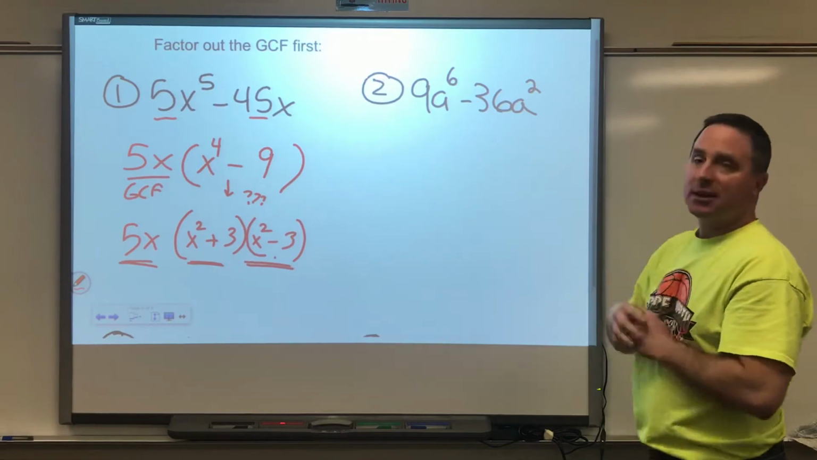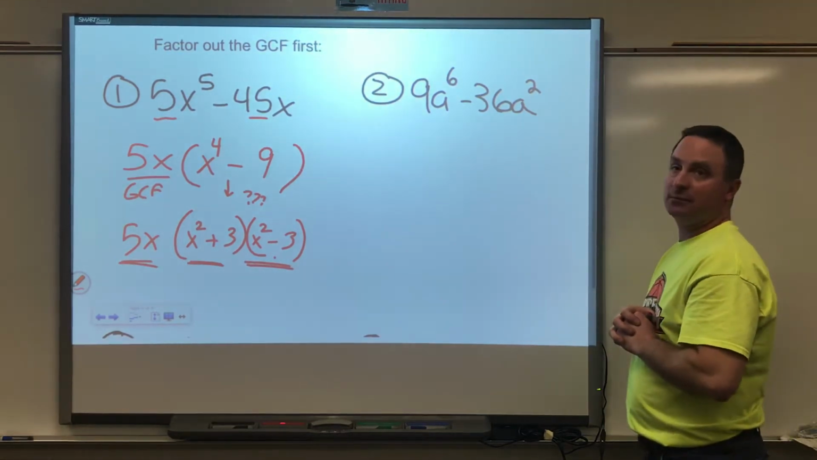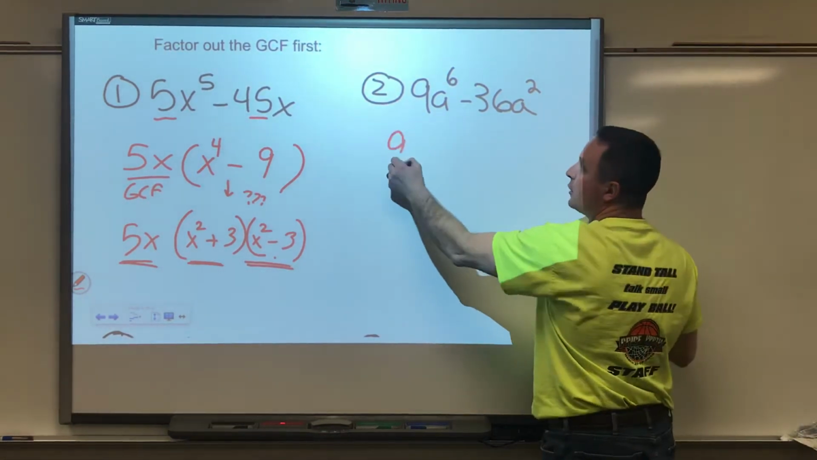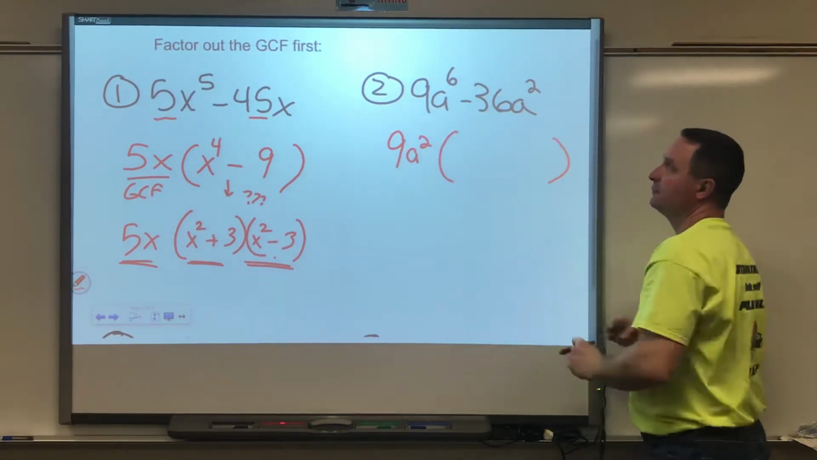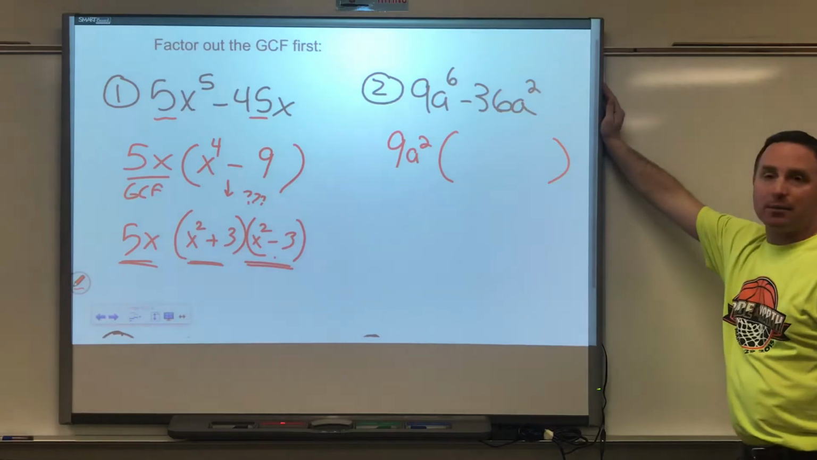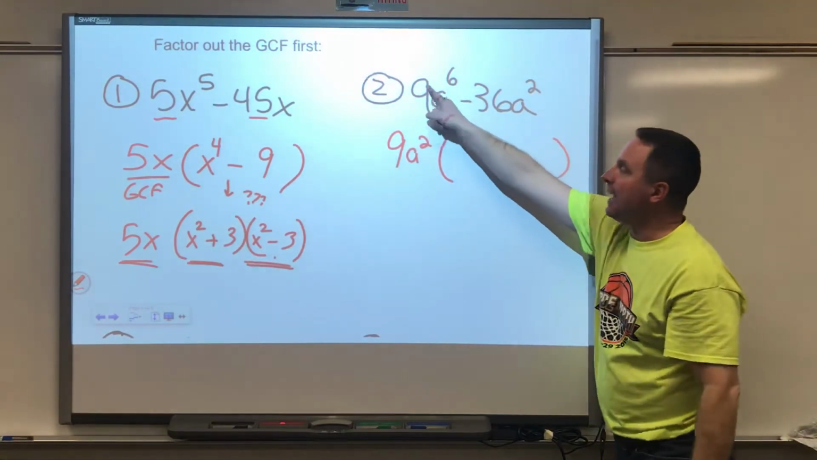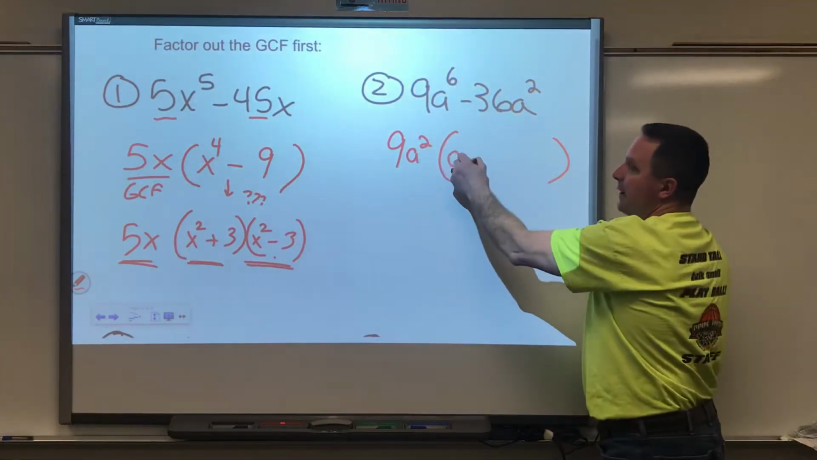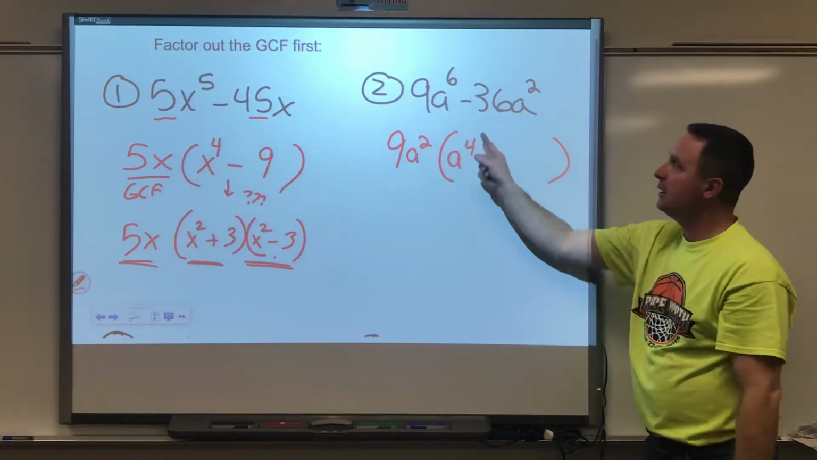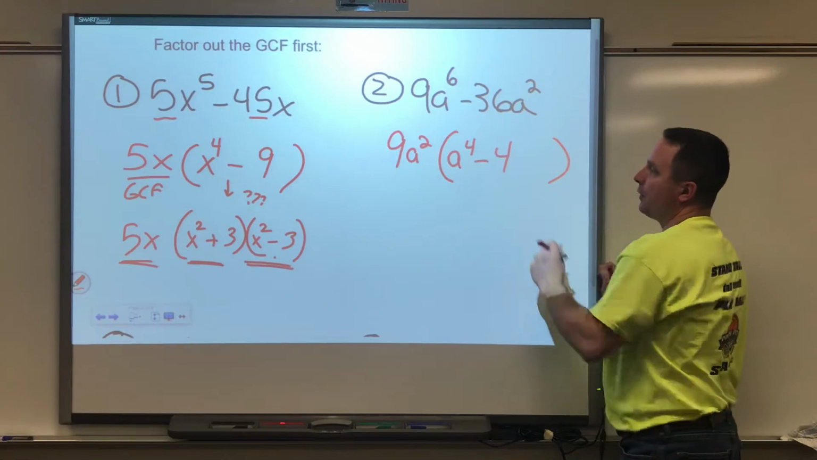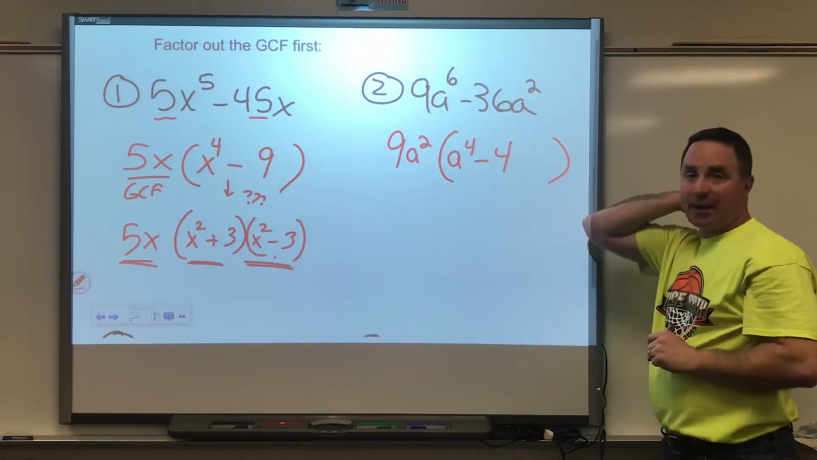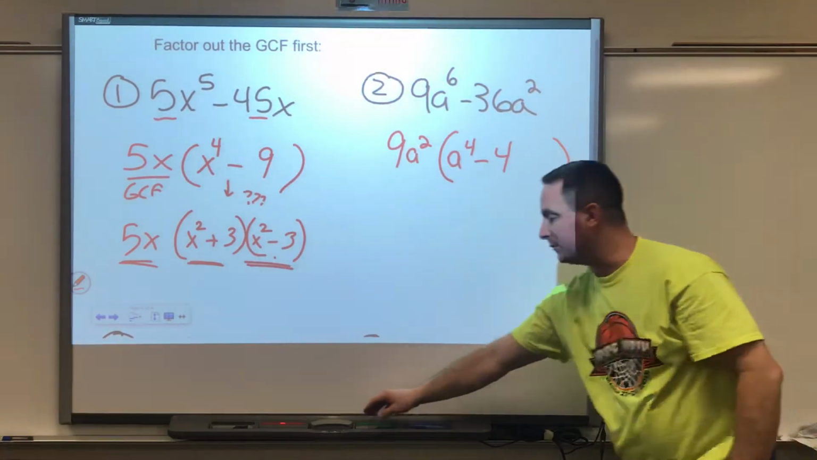Let's look at these guys. Do they have a greatest common factor? I think a 9 goes into both of them. And they also have a couple of a's. A 9a squared goes into both of them. And if I take my 9 out and 2 of the a's away, I have a to the 4th. And 36 divided by 9 is 4. And both of the a's are gone. So I just have a squared minus 4 in that part over here.